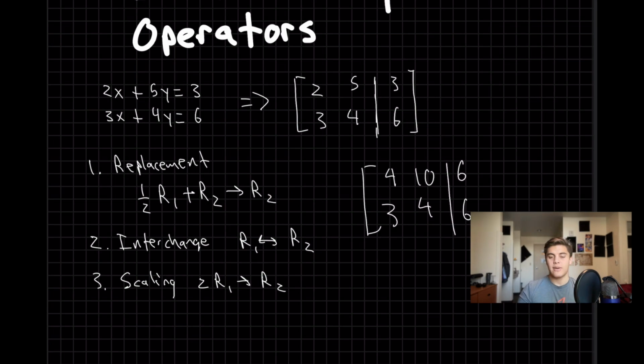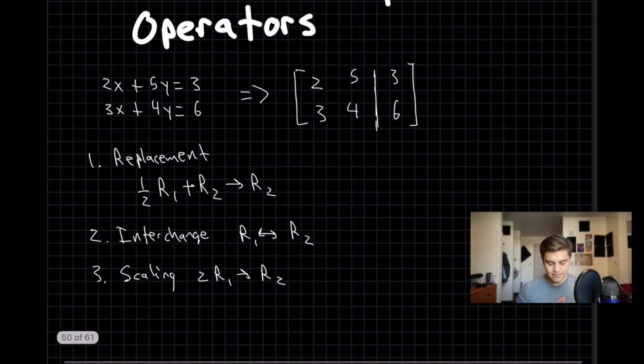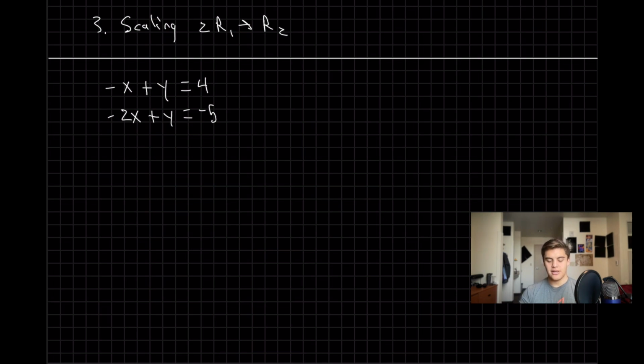So let's take a look at how we can use these elementary row operators in order to solve a system of equations like this. We already know we can do it with elimination. Let's show ourselves we can do it with these elementary row operators, because with linear algebra, you can scale these techniques to like 4 equations and 4 unknowns, and it's helpful to have a grasp of these ideas. The example is -x plus y equals 4, -2x plus y equals -5.